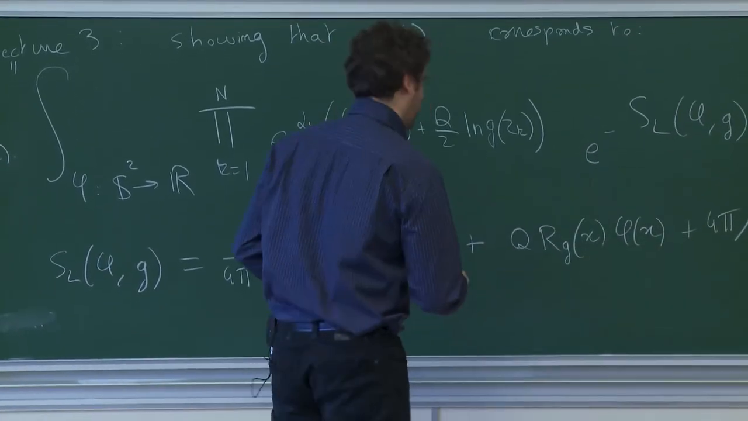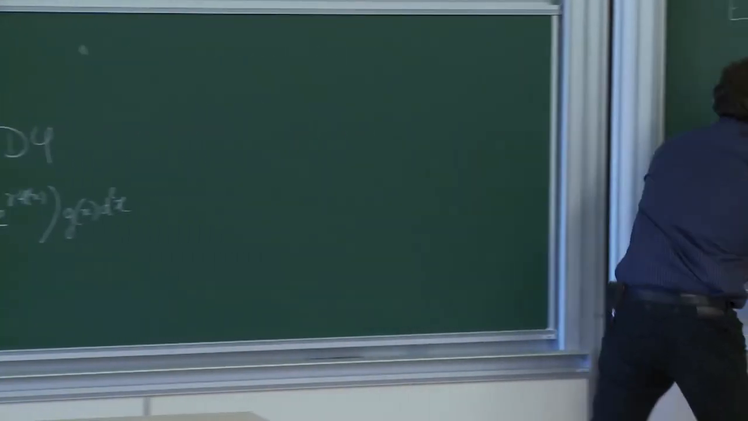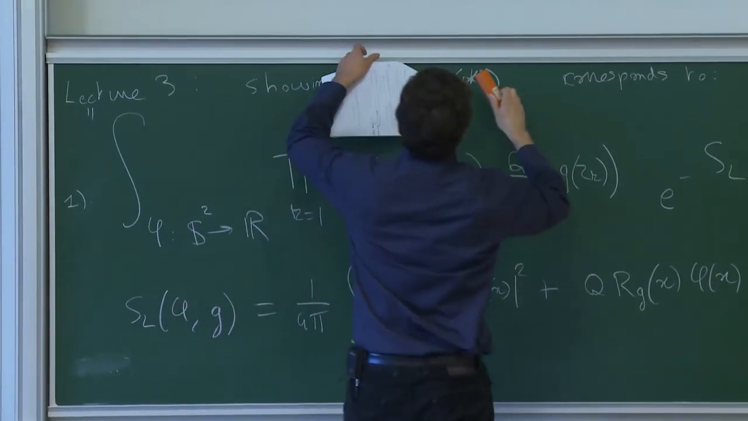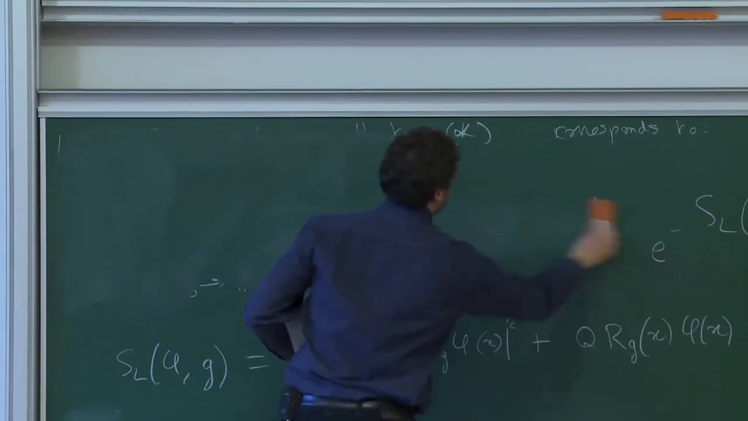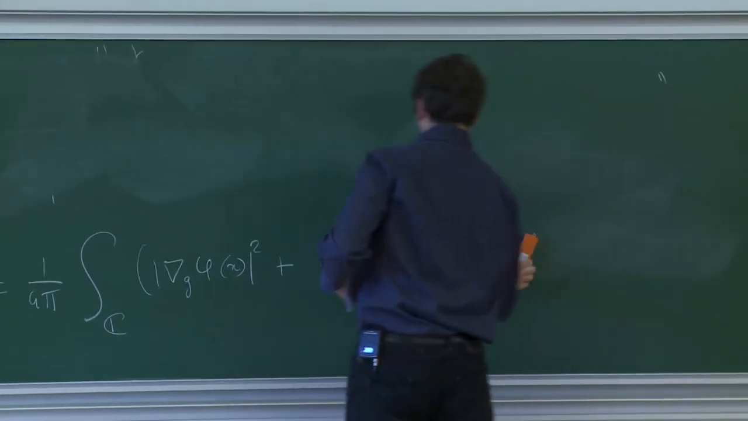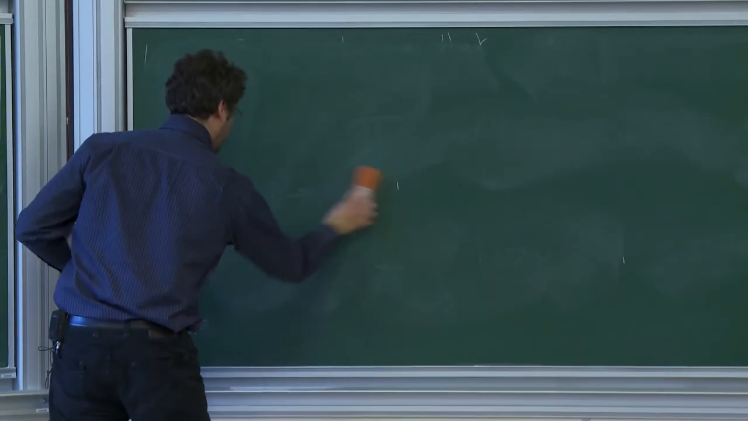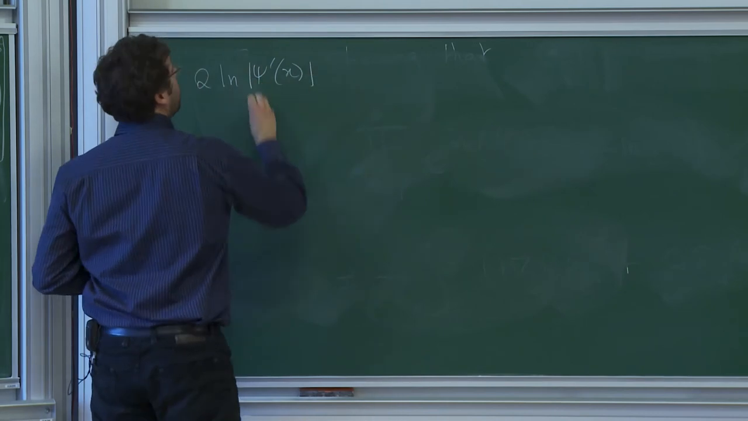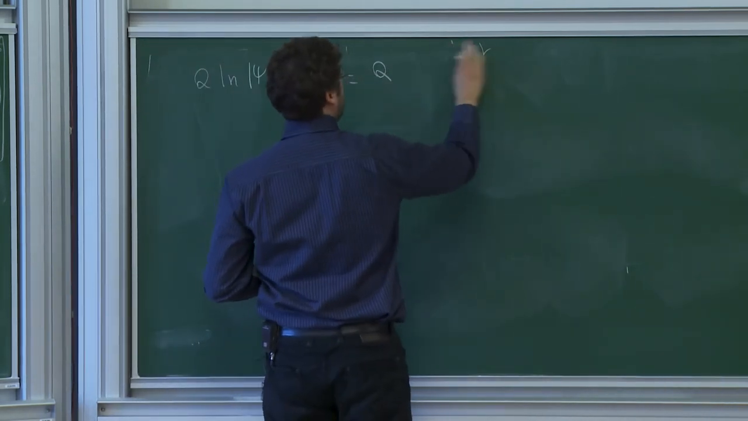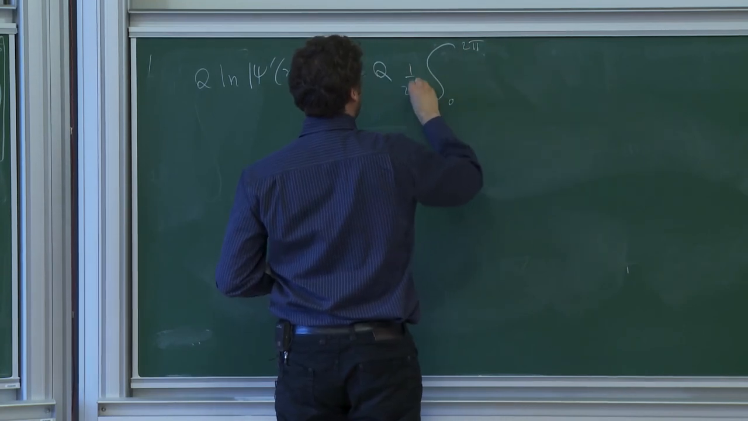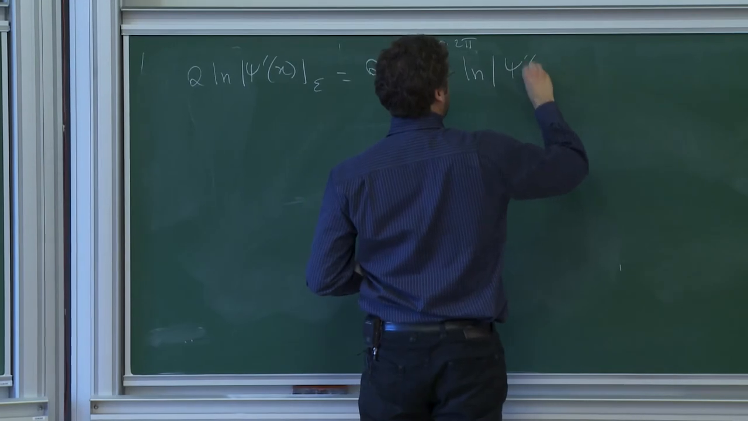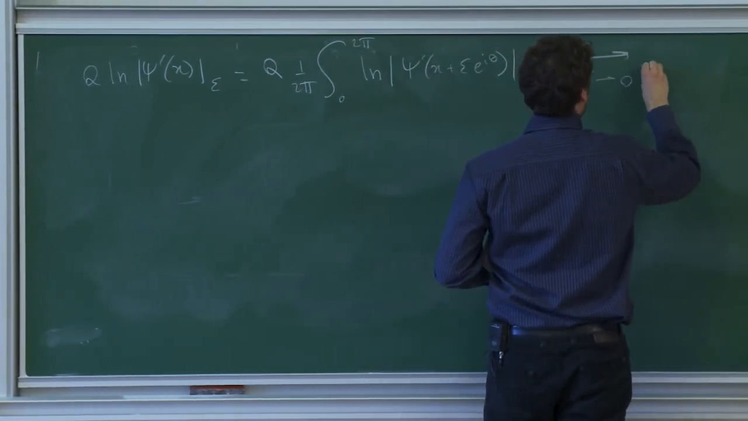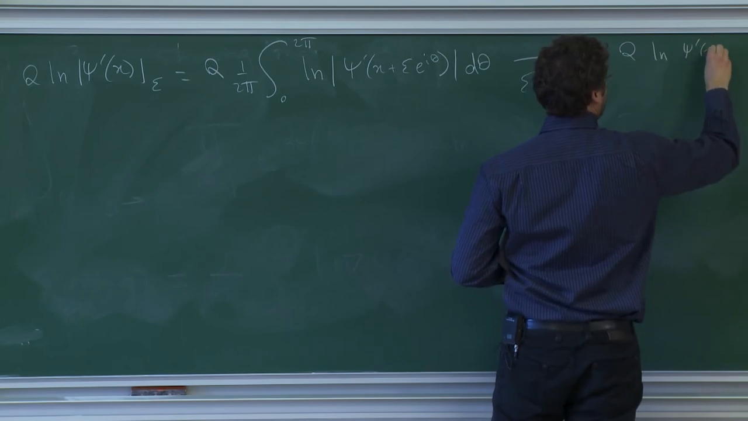So I'm going to replace everywhere my circle regularization. Let me make sure that everyone gets it. By definition, q log psi prime of x at scale epsilon is q times the circle average, the integral of log of psi prime of x plus epsilon e^{i theta} d theta, and this converges to q log psi prime. It's a regular function.